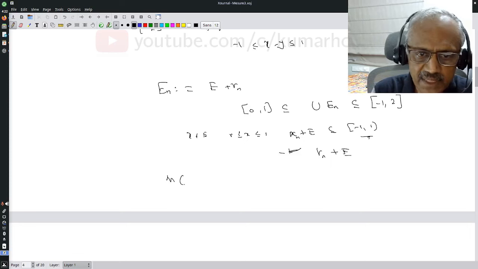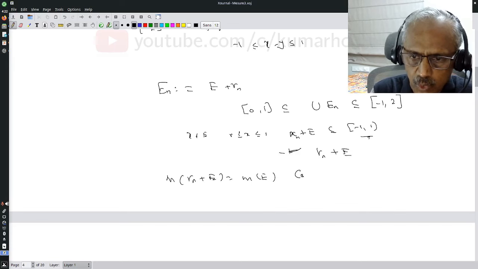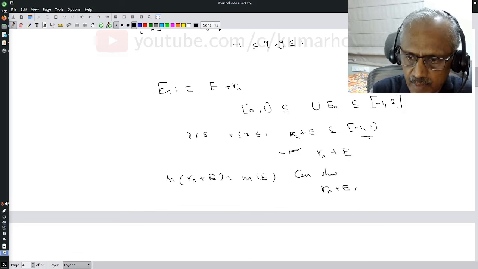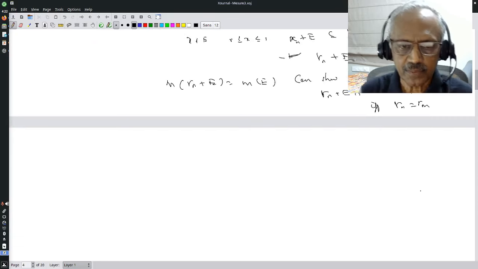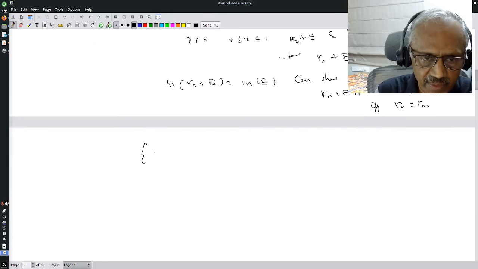Now by translation invariance, we know the measure of r_n plus E is the same as the measure of E. But we can also show that the intersection of r_n plus E and r_m plus E is non-empty if and only if r_n equals r_m. Therefore, this collection E_n is pairwise disjoint.